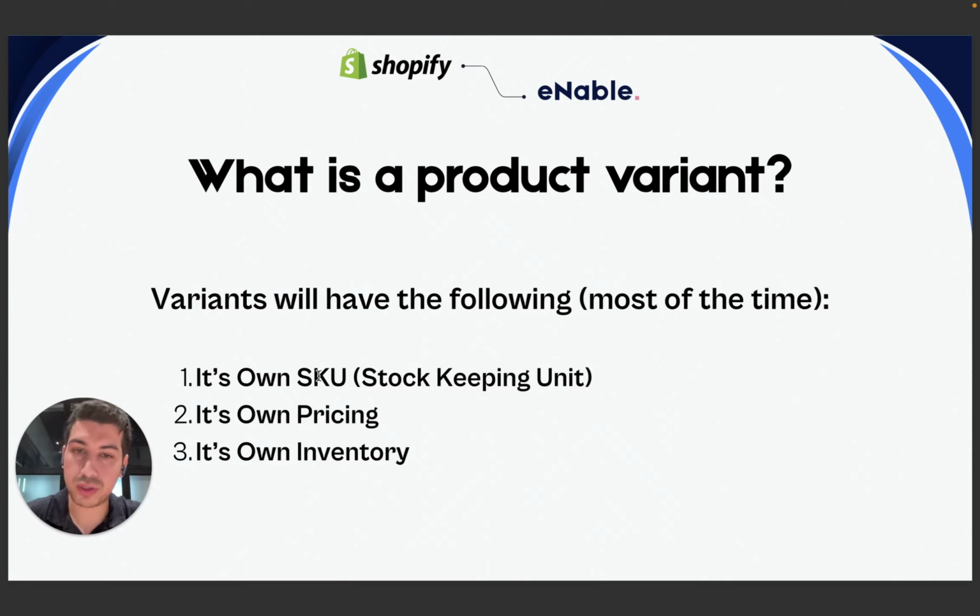Its own SKU, so its own stock keeping unit. This is an internal number that you use for organizing products. Okay, it's going to have its own pricing. Maybe, maybe not. If you have different colors and they don't change the price, then the pricing will be the same. But a lot of the times, for example, size or volume or anything like that will change the price. Okay, and it'll obviously have its own inventory. All right, so let's actually open up Shopify and see how we create these product variants.